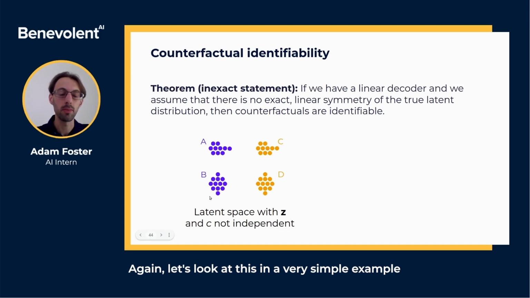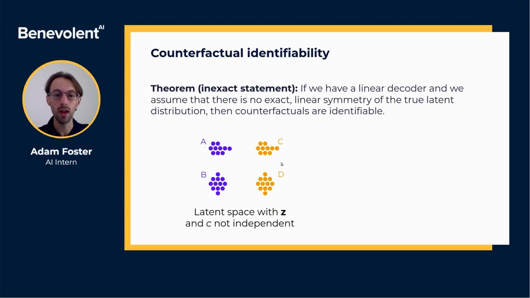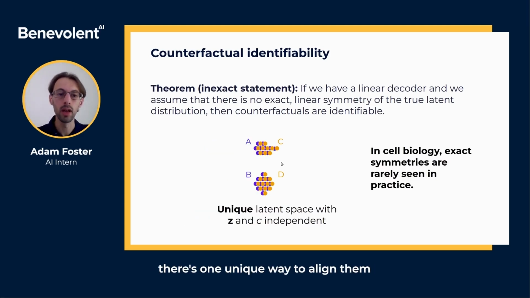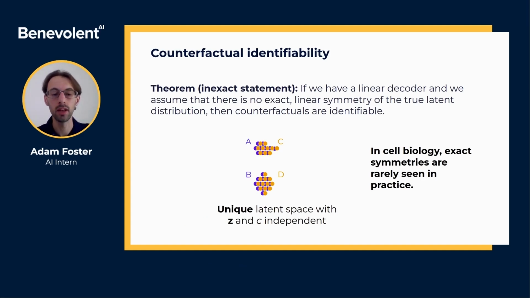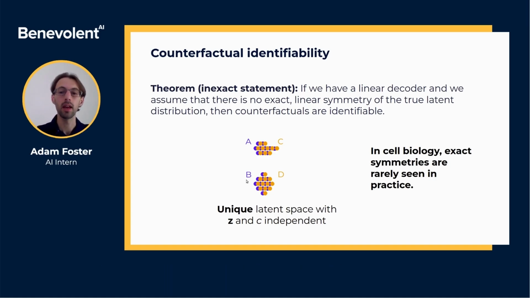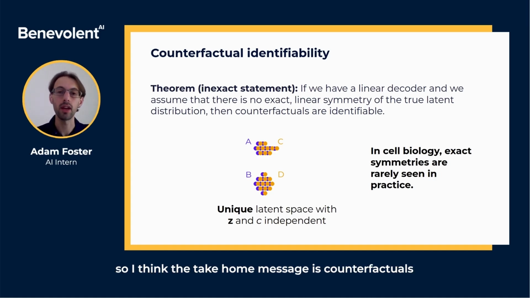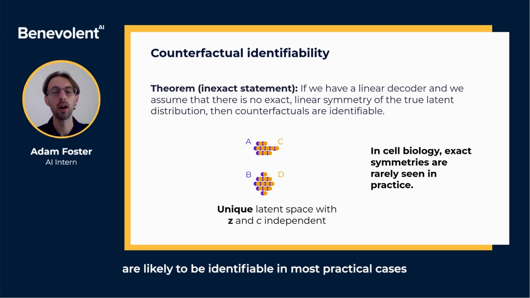Again, let's look at this in a very simple example. So here we have almost the same latent space, except the symmetry between A and B is broken. And now, because there's no symmetry, there's one unique way to align them. Here it's by doing a translation, and that means that we can identify the right alignment, and we can identify counterfactuals. In cell biology, exact symmetries are rarely seen in practice, so I think the take-home message is counterfactuals are likely to be identifiable in most practical cases.